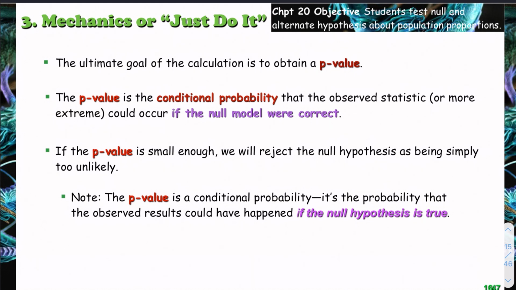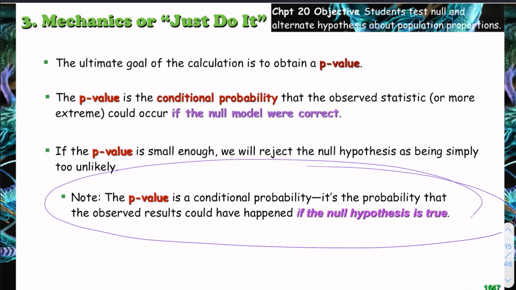If we're 2 or more standard deviations away, the probability that we get that is pretty low, which means that it's unusual to get that actual data value. So note, the p-value is a conditional probability, and it's the probability that the observed results could have happened if the null hypothesis was true. So if the null was true and I get a really low probability, then this is unlikely to happen.